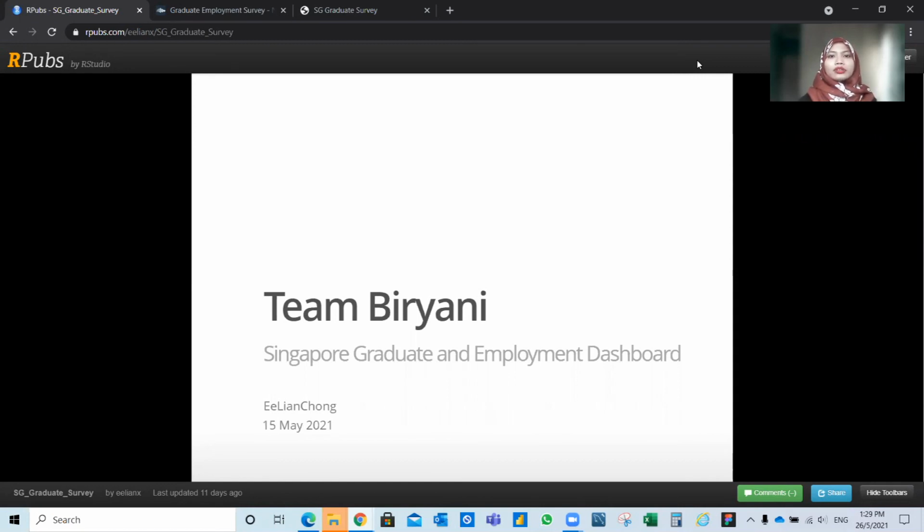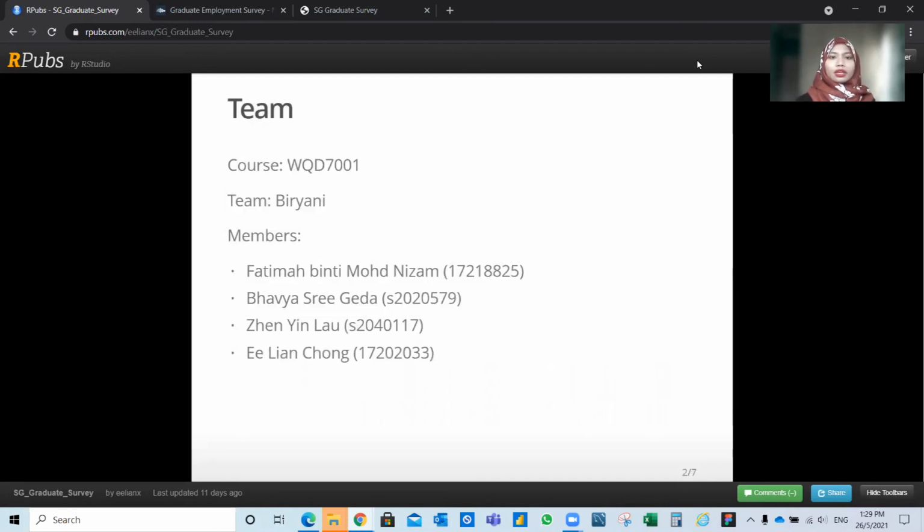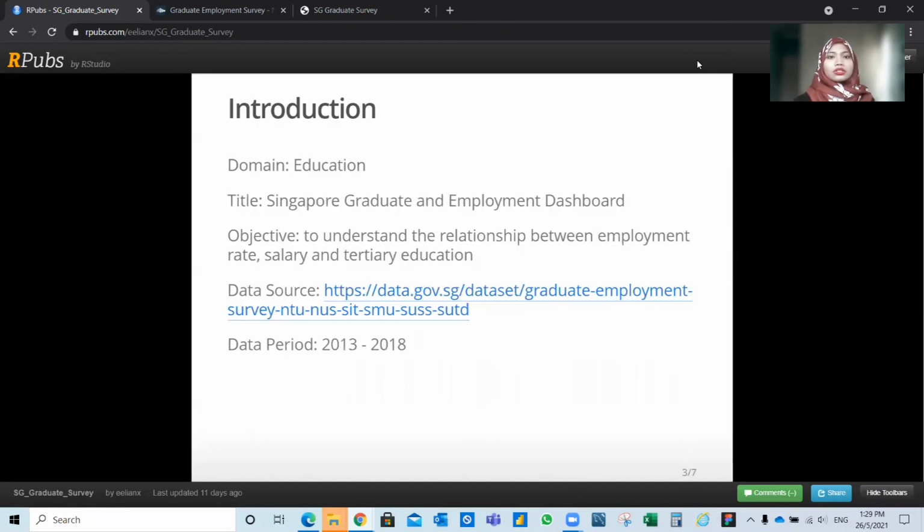For today, I would like to present our group project, which is called the Singapore Graduate and Employment Dashboard. These are the team members for our group project. So now let us go briefly into the introduction.